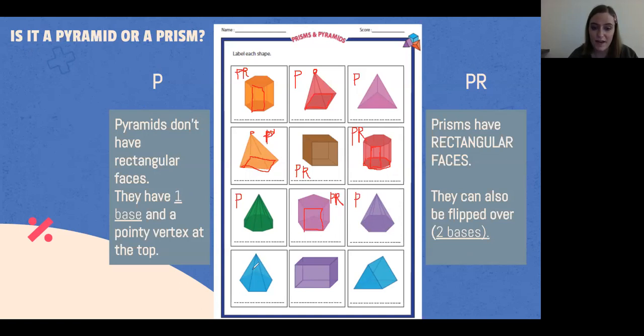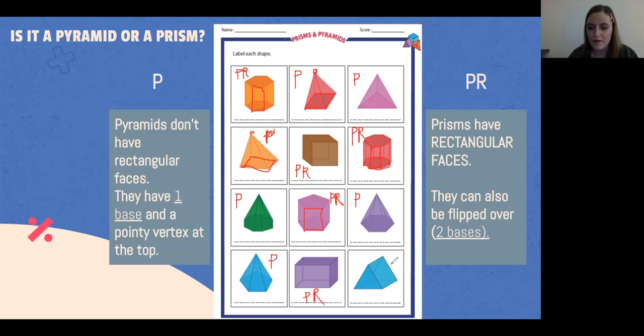Same with this one here. I don't see any rectangles, but I do see one base and one vertex, so it is a pyramid. This one right here does not have that pointy vertex up at the top. If I flipped it over, it would do just fine. So it has more than one base. So this is a prism.